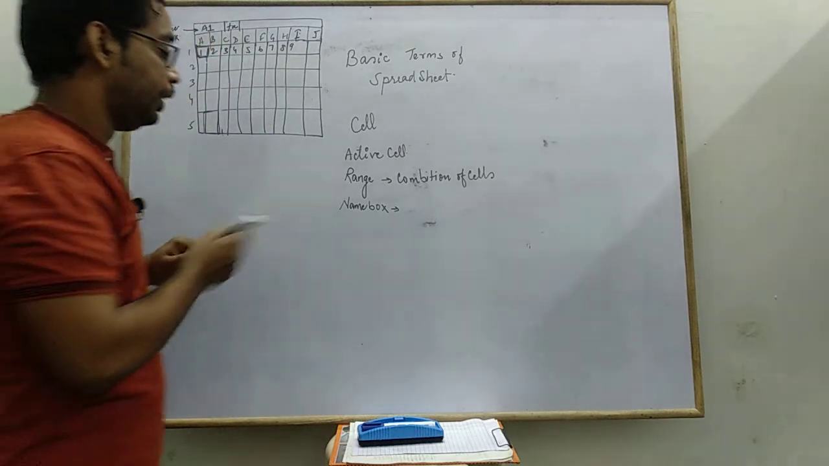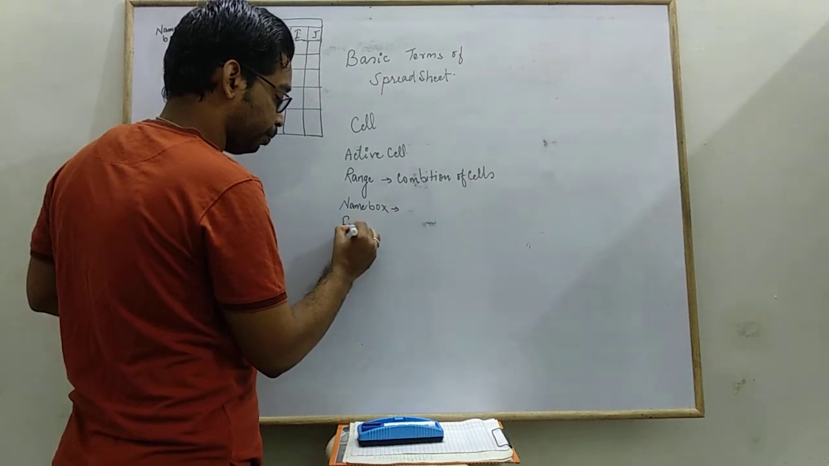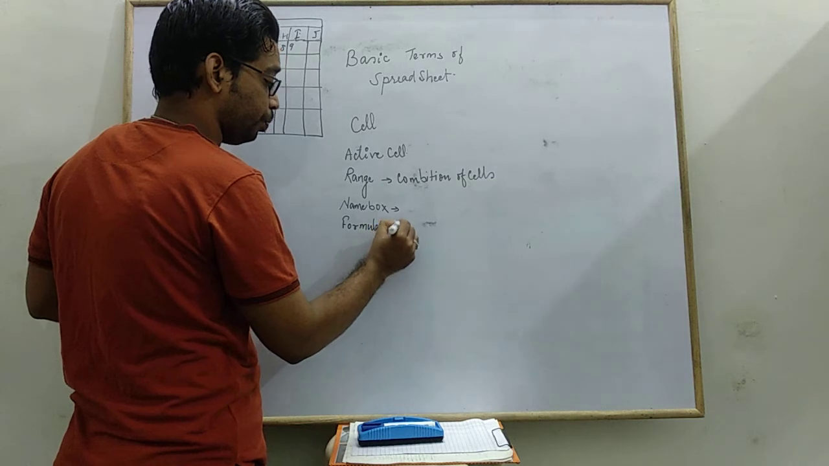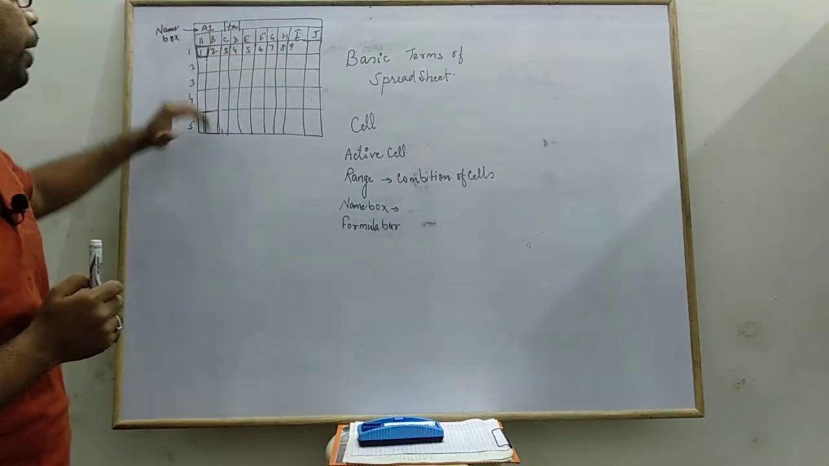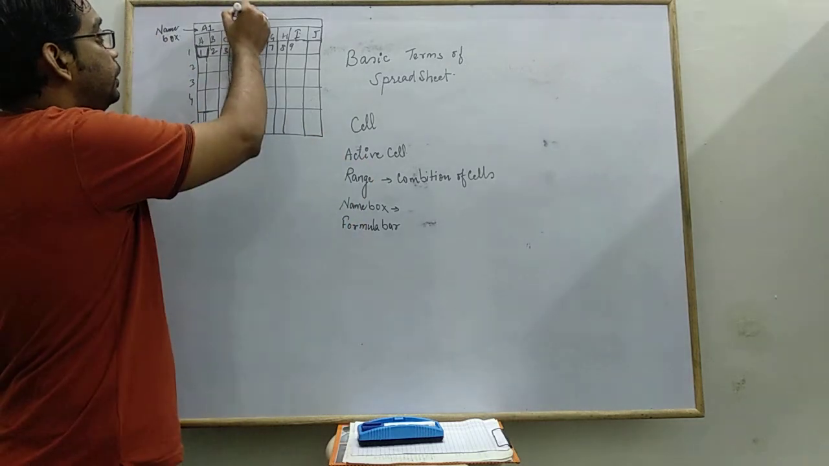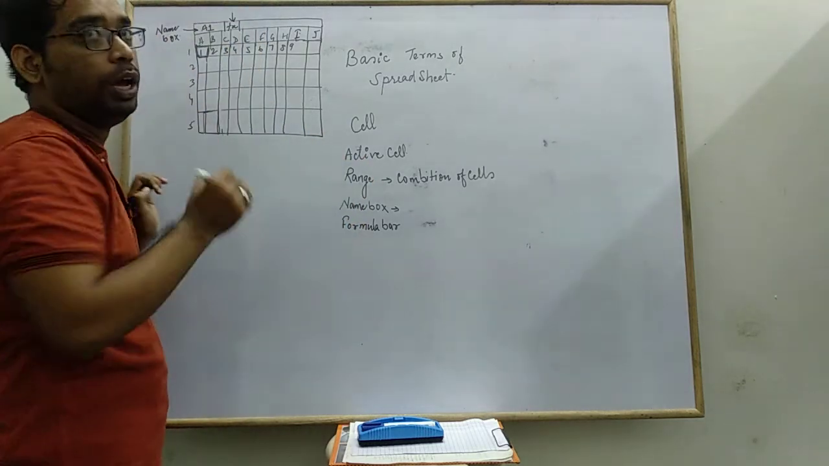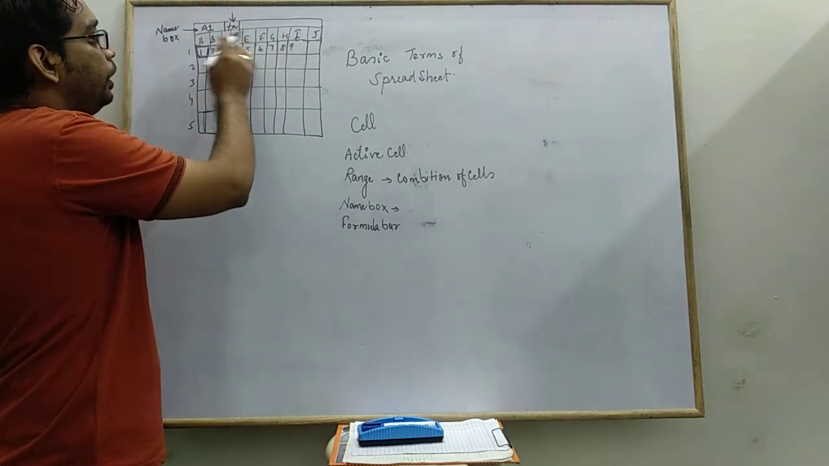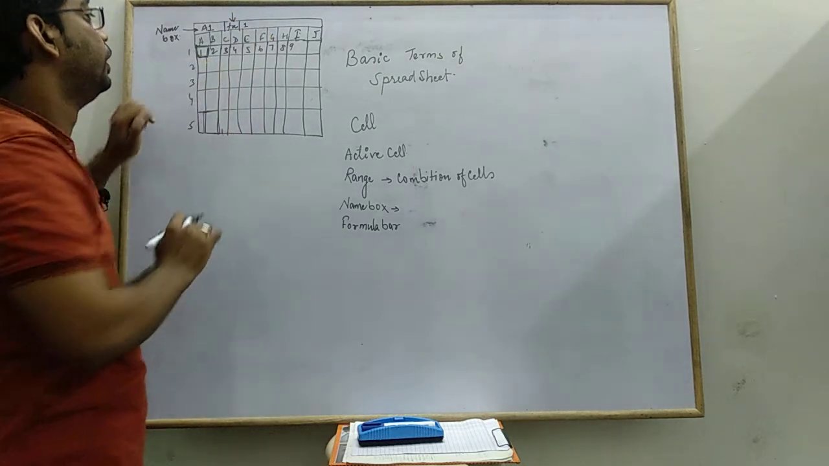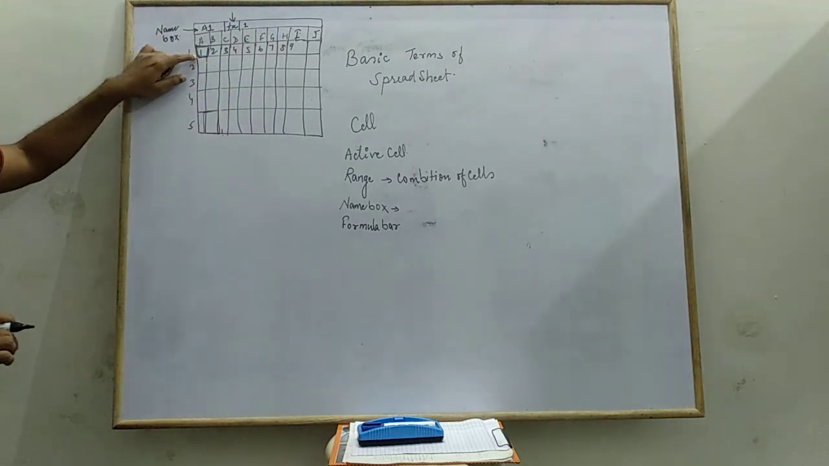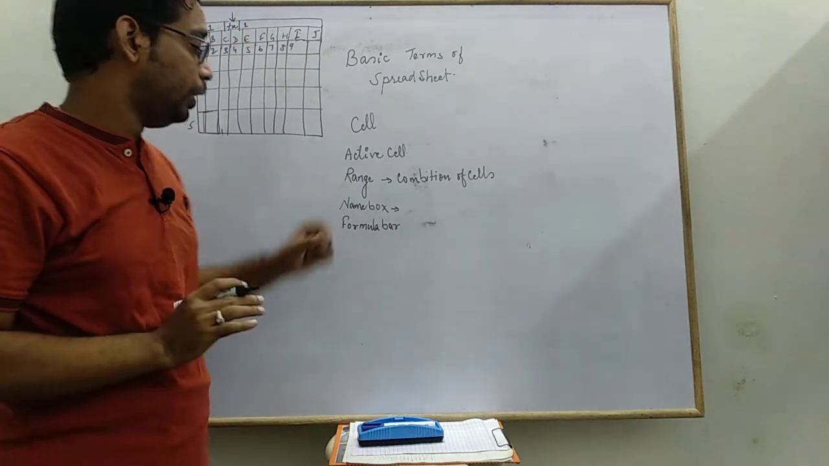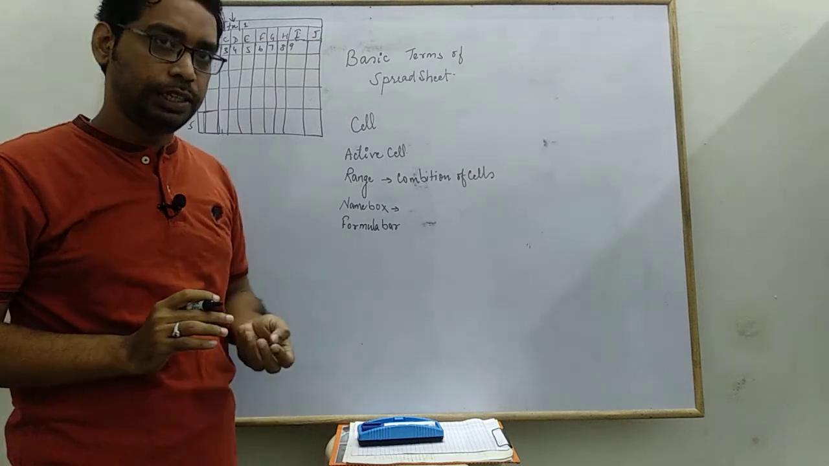Okay, the next one is the formula bar. Whatever you write in the active cell will be displayed here. It is denoted by fx. Fx means formula. Like here, we have already selected the first cell, so whatever you write in the first cell will appear on the formula bar. The use of the formula bar is to edit the cell's content.